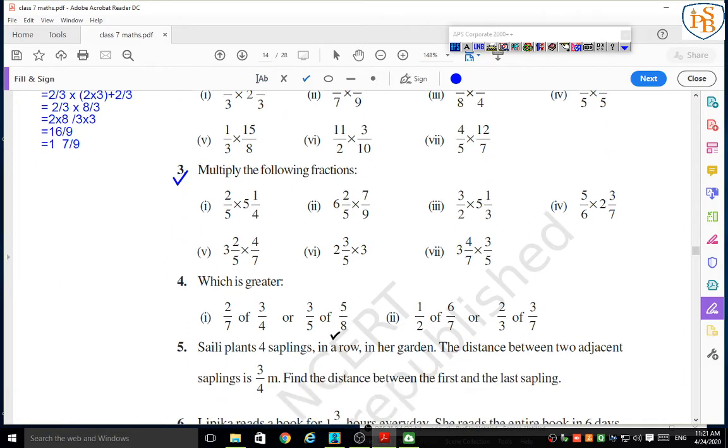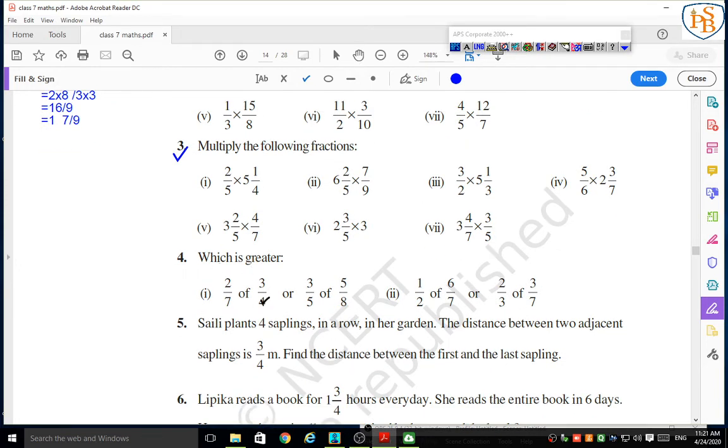And now we are going to solve this fourth one, which is bigger. Okay. So 2 upon 7 of 3 upon 4. I am going to solve the first question, question number 4. In this, the first question, 2 upon 7 of, instead of 'of' we have to write a multiplication sign, 3 upon 4.